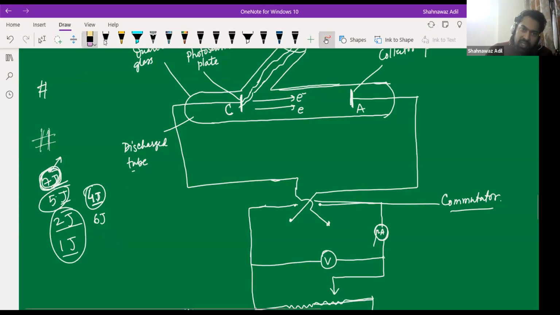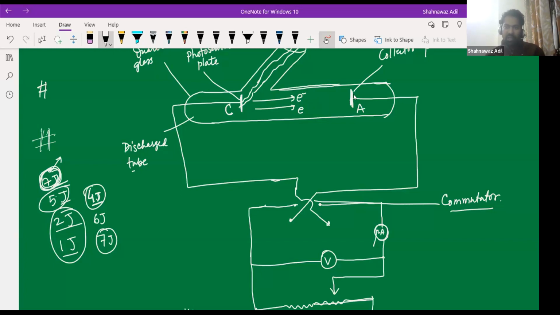So if I increase the potential to 7 joules, will any current flow in this circuit? Will any current flow in this circuit? No, because I have set it to the maximum value. So this would be repelled, right? This would be repelled and no electron will fall on this surface. So if no electron is falling on this surface, then what would be the current?